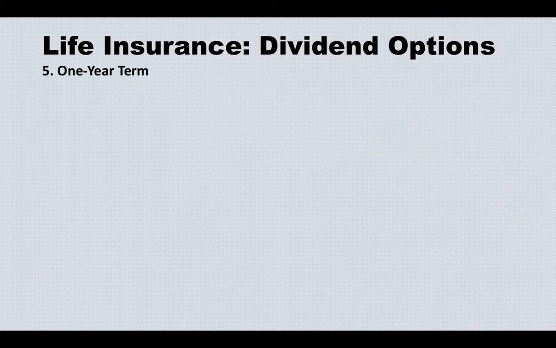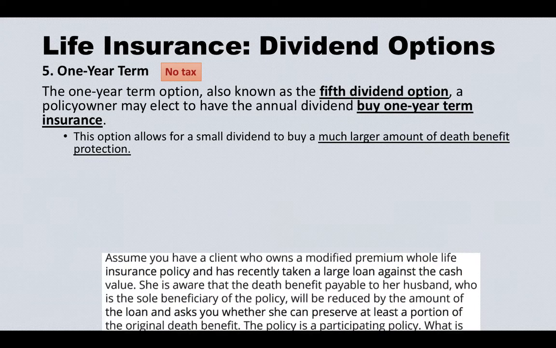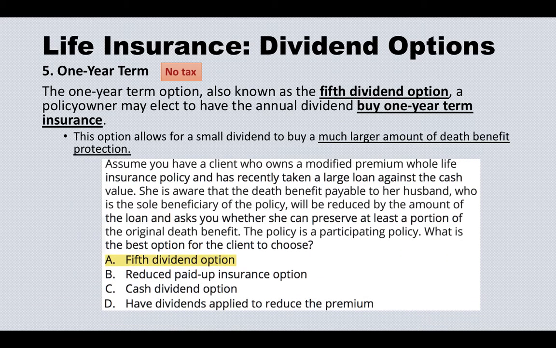The last one is 1 year term. This one is also called the fifth dividend option. Basically, a policy owner may elect to have the annual dividend buy a 1-year term insurance. This option will allow a small dividend to buy a much larger death benefit protection. Yeah, because you buy the term insurance. With term insurance, you use a small amount of the premium, then you get a larger death benefit. That's no tax to you as well.